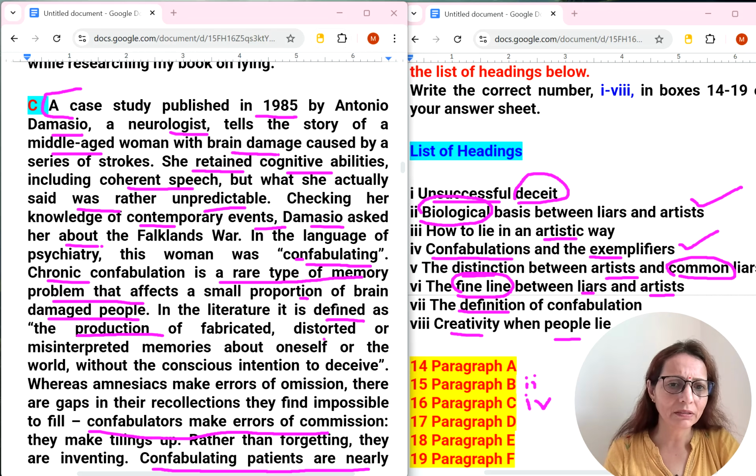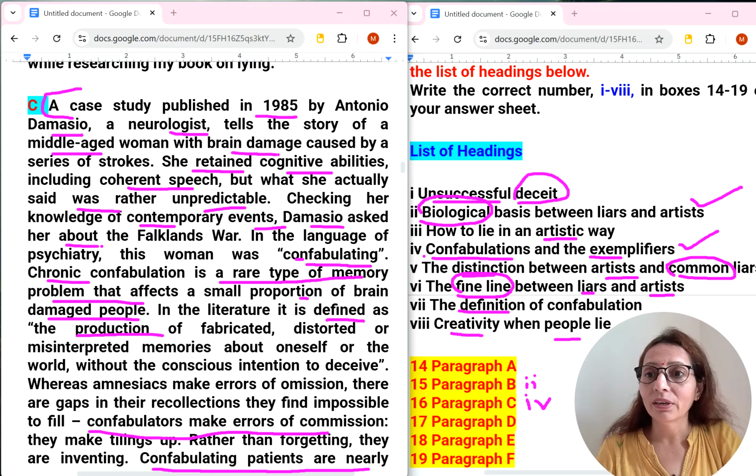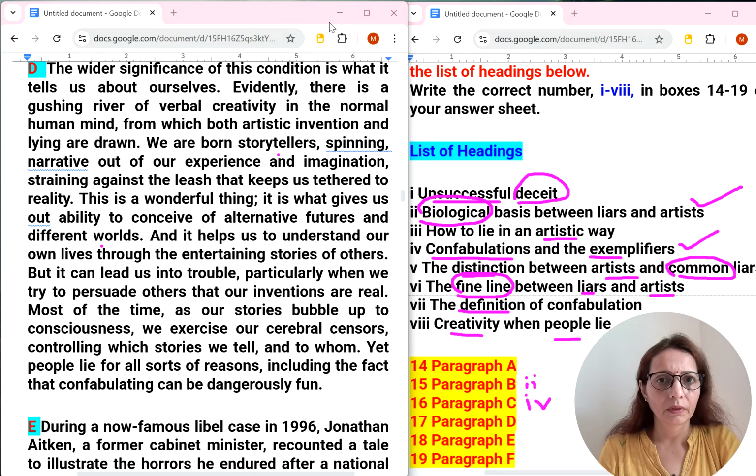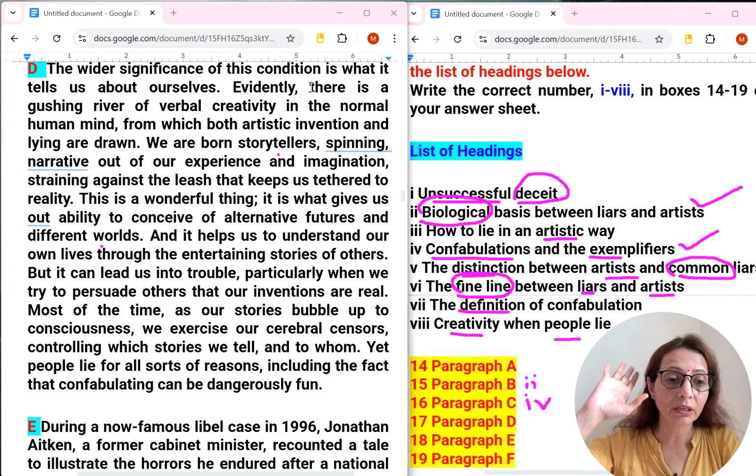Full exemplifiers they have given about confabulations. Okay, so I was thinking it is a difficult one. Now see, we have got it. Coming to next, D number paragraph. Don't worry about it if the paragraph is too long.